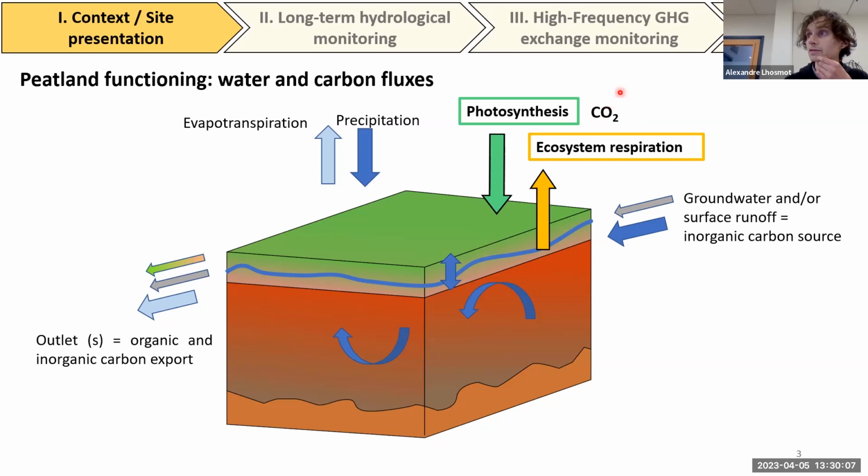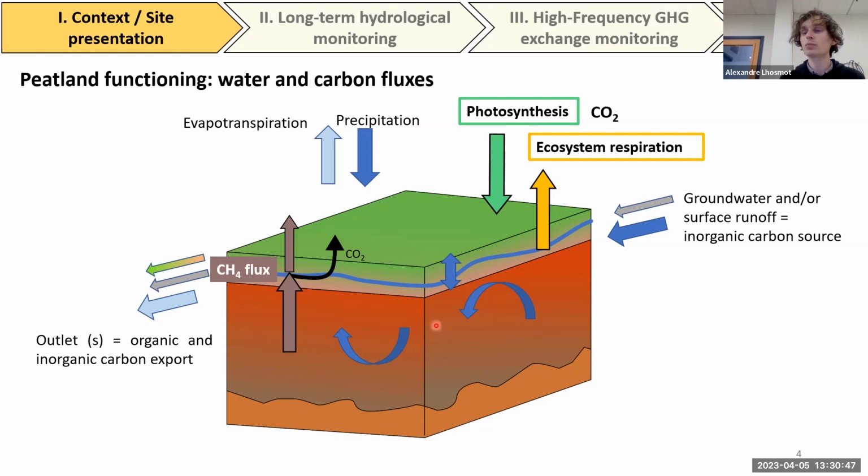For carbon dioxide, the processes related to these fluxes are mainly located in the acrotelm, because the punctual aerobic condition allows ecosystem respiration that emits carbon dioxide to the atmosphere, while photosynthesis captures atmospheric carbon dioxide. In addition, the anoxic conditions are favorable to methane production in the deep peat layer. This methane goes to the atmosphere, but a part of it is oxidized by methanotroph bacteria and converted into carbon dioxide, as we can see on this slide.